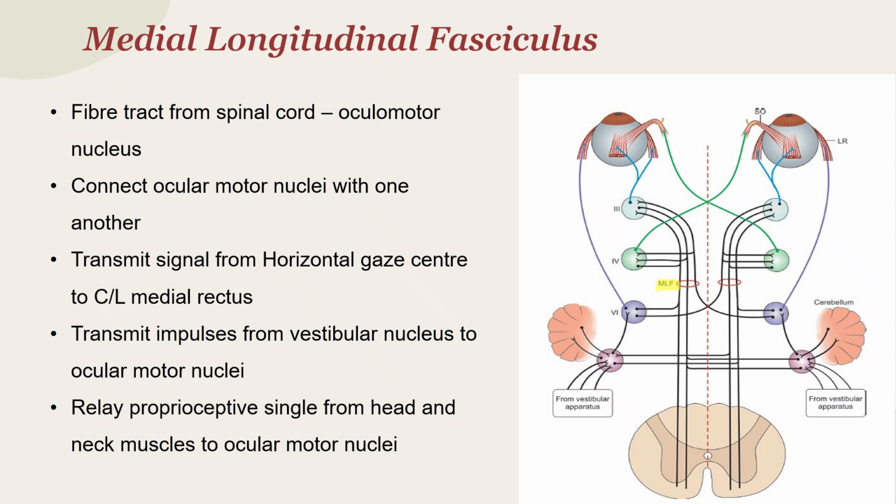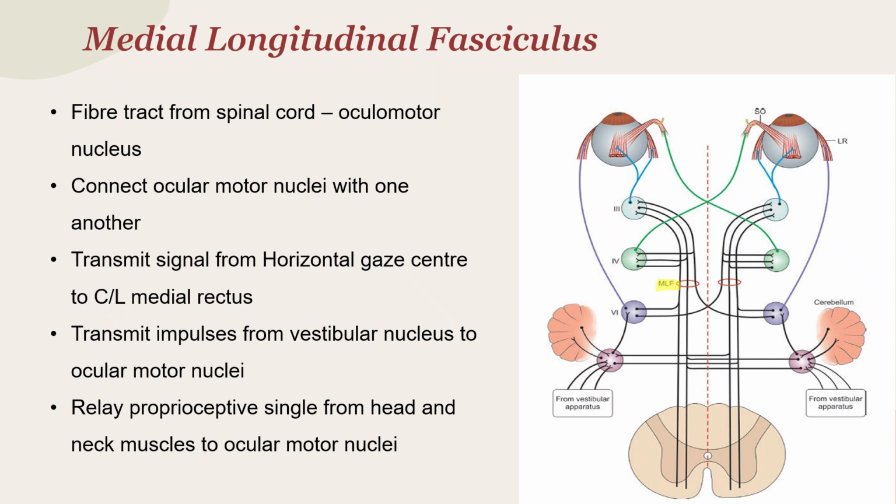Then we have the medial longitudinal fasciculus. It is a fibrous tract directed from the spinal cord to the oculomotor nucleus level. Medial longitudinal fasciculus, what does that mean? Medial means it is located at the midline of the body. Longitudinal means it runs from the spinal cord level to the oculomotor nucleus. And fasciculus means a bundle of nerve fibers. And as we've seen, it connects the oculomotor nuclei with one another.